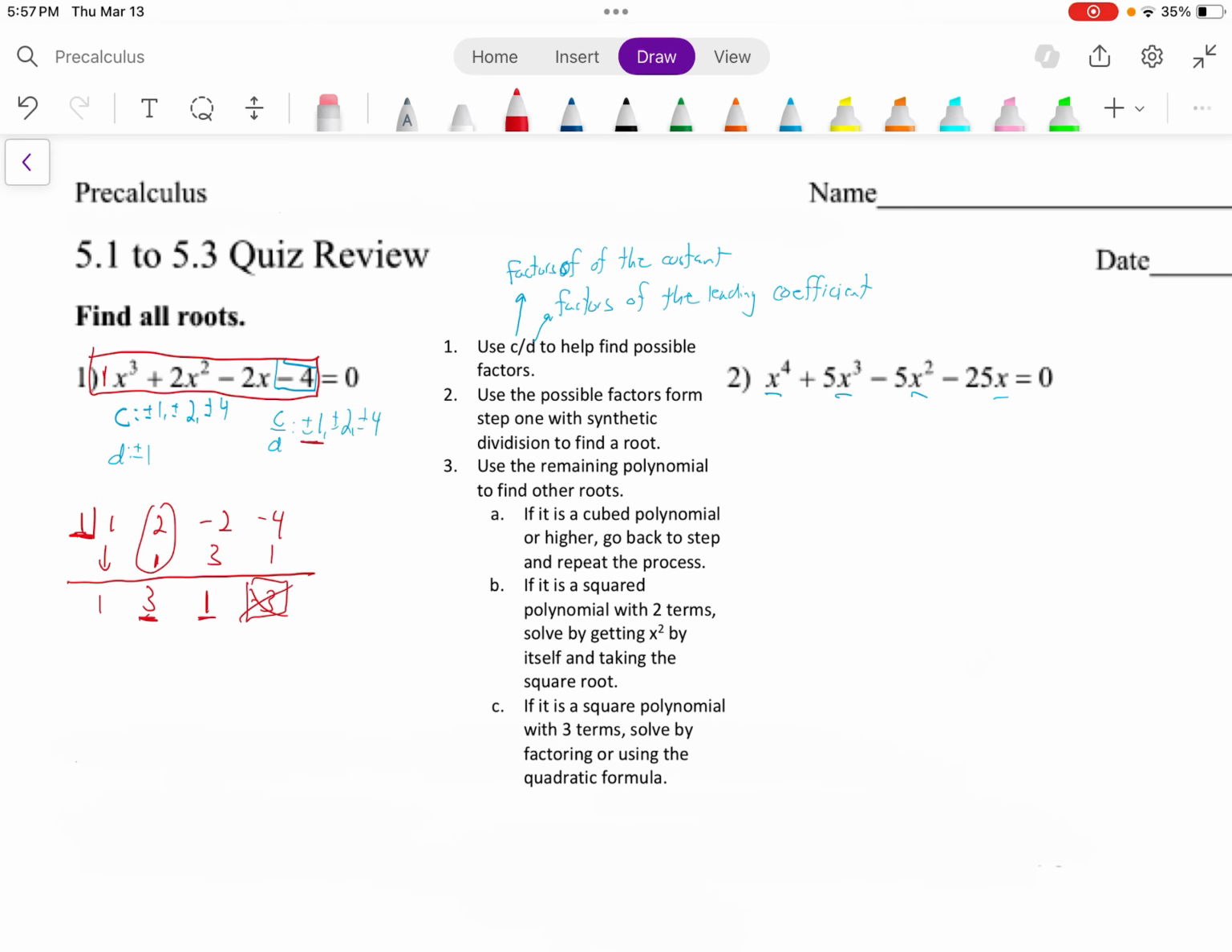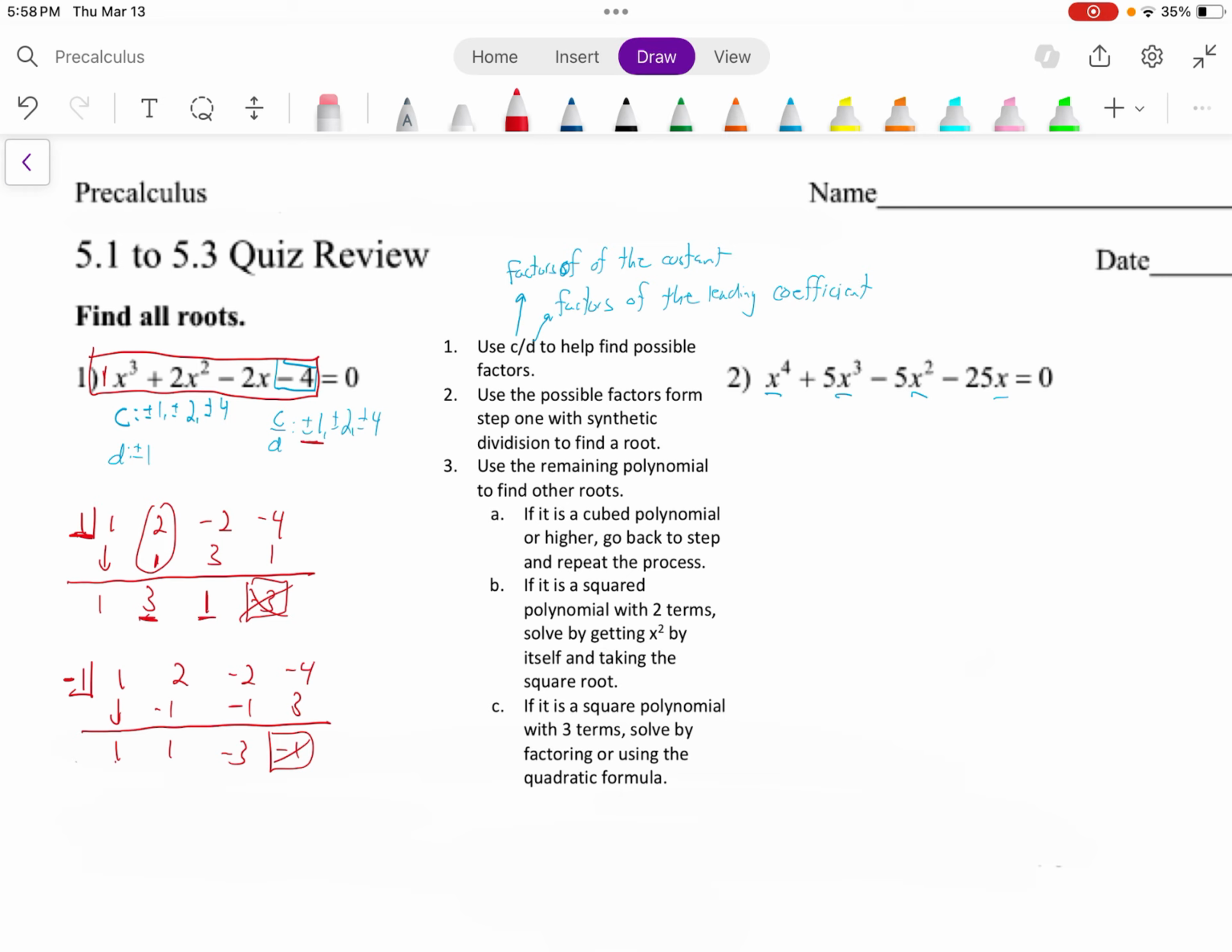So let's try -1. We got 1, 2, -2, and -4. We bring down the 1. -1 times 1 is -1. We add that. We get 1. -1 times 1 is -1. We add that. We get -3. -1 times -3 is 3. Add that. You get -1. Still not 0. So that is not one of our answers.